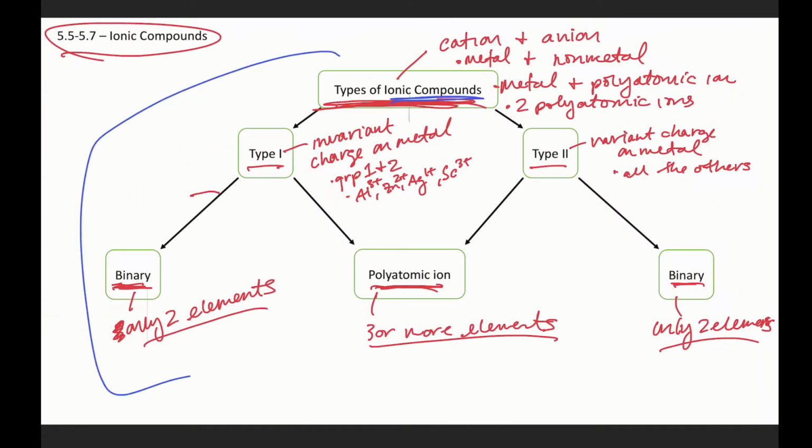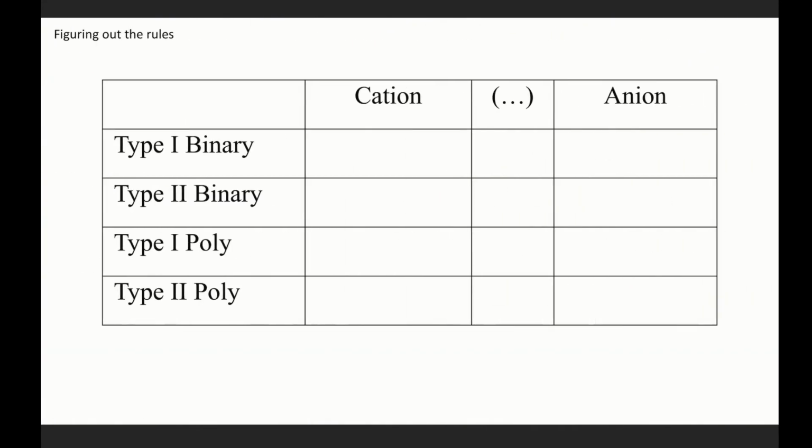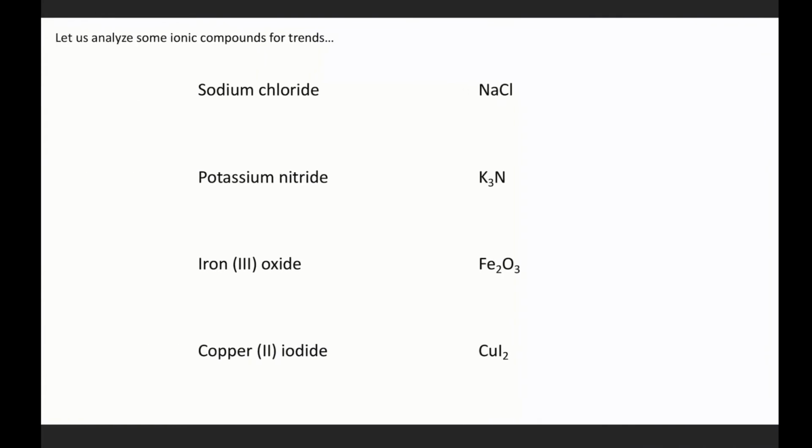First we're looking for: is it ionic? Is it type 1 or type 2? And then is it binary or polyatomic from there? Because then that's going to give us guidance for how to name them, based on this chart.